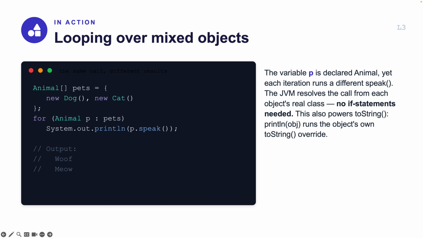Notice what we did not have to write. No if-else chain checking what type each object is. The objects sort that out themselves. And here's the real beauty: if you add a new subclass next year, this loop still works on it with zero changes. Write once, extend forever. That's the elegance.